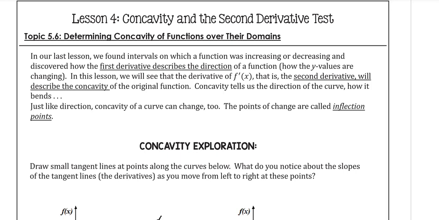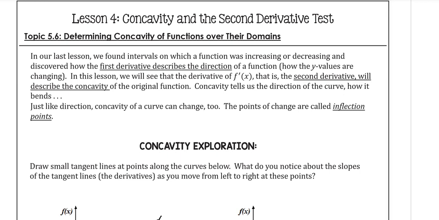This is part 1 of Unit 5, Lesson 4, Concavity and the Second Derivative Test. In our last lesson, we used the first derivative test to find intervals on which the function was increasing, decreasing, and whether or not those increases and decreases led to a relative max or relative min. Now we're going to see that the derivative of f prime, or the second derivative, will describe the concavity of the original function.